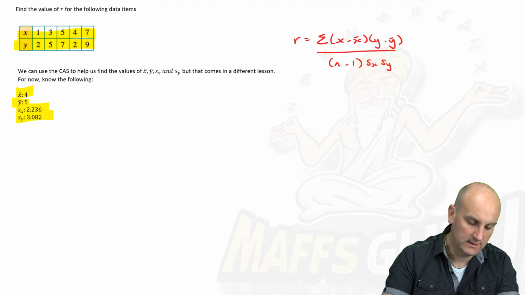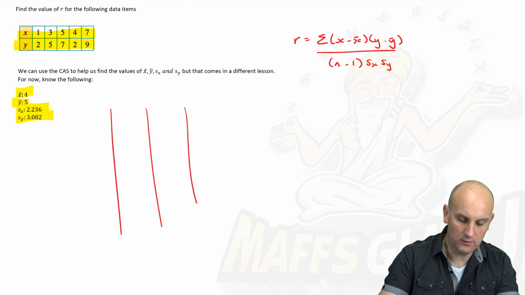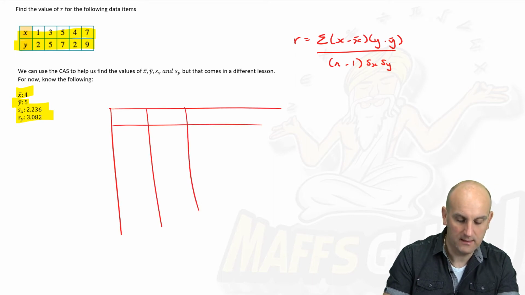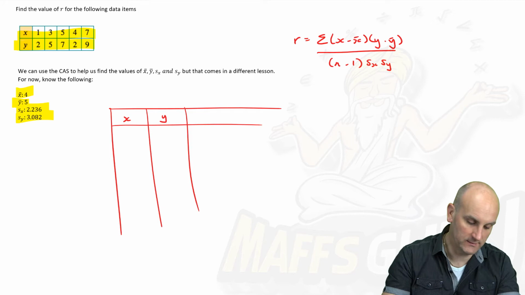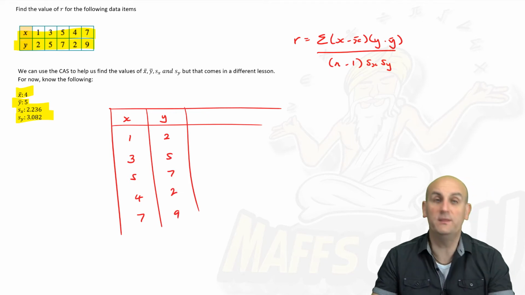First thing I'm going to do is draw a table of results. So here's my x values and my y values, and that's what I'm going to put in. But this time I'm going to actually transpose the table and do it coming down. So I've got 1, 3, 5, 4, and 7. My y values 2, 5, 7, 2, and 9. So we've copied those in.